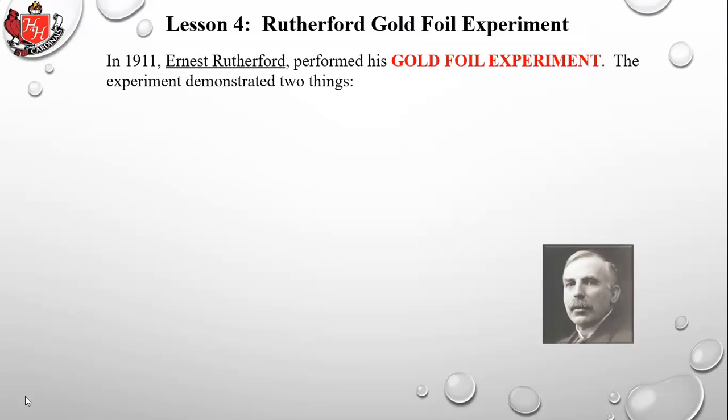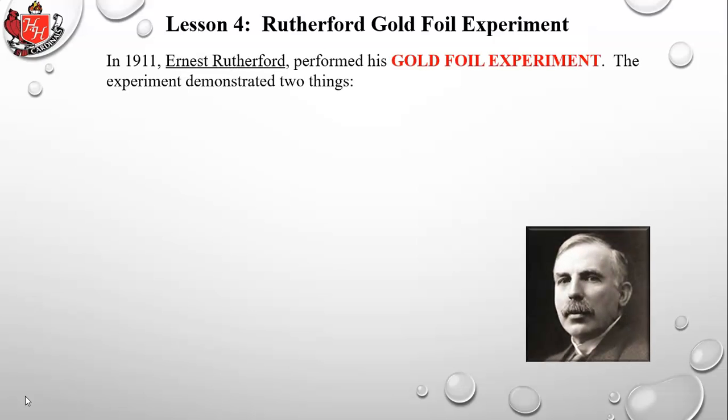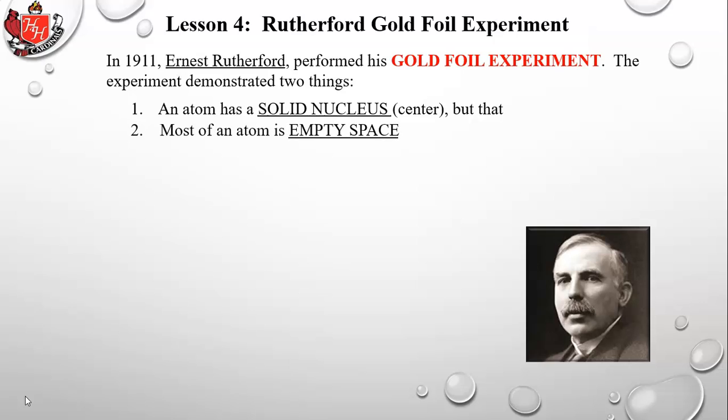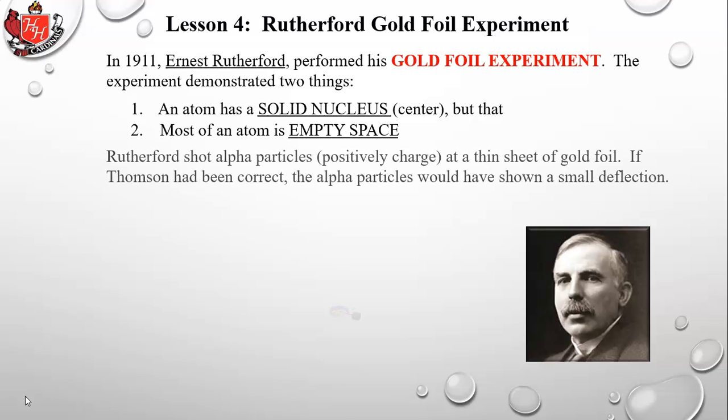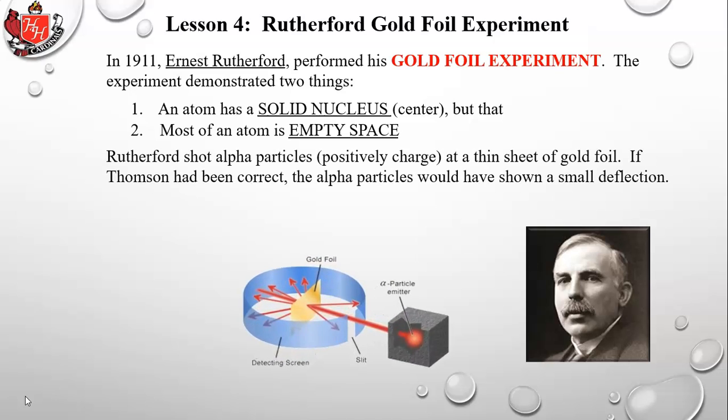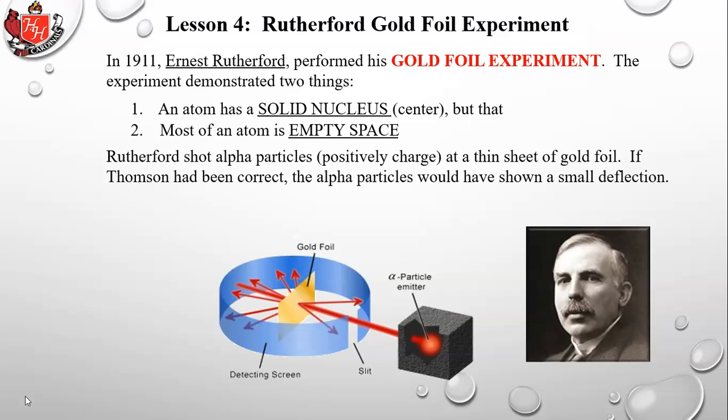In 1911, Ernest Rutherford performed his gold foil experiment. The experiment demonstrated two things. One, an atom has a solid nucleus, but most of an atom is empty space. Rutherford shot alpha particles, positively charged, at a thin sheet of gold foil. If Thomson had been correct, the alpha particles would have shown small deflection.